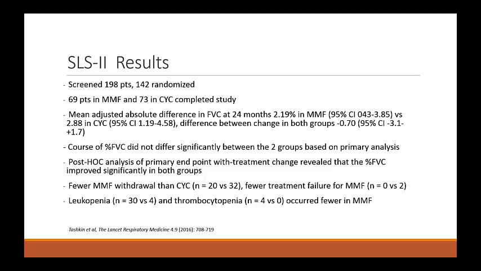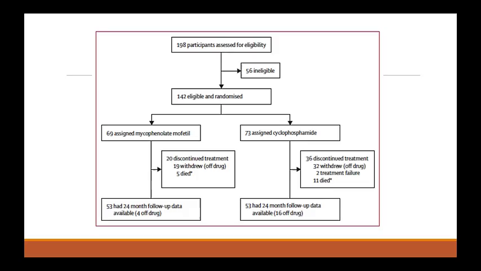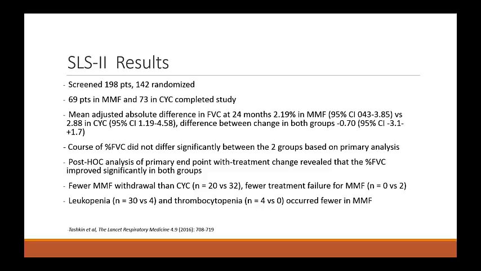What you'll find in this study is that fewer patients in the CellCept arm left the study as opposed to the cyclophosphamide arm, about 20% versus 32%. There were fewer treatment failures for the CellCept, a very small number, 0 versus 2 patients. The side effects were markedly improved with the CellCept arm. Leukopenia was 30 patients as opposed to 4, thrombocytopenia was 4 as opposed to 0, all favoring CellCept. By withdrawal, they stopped the medication, mostly because of side effects.